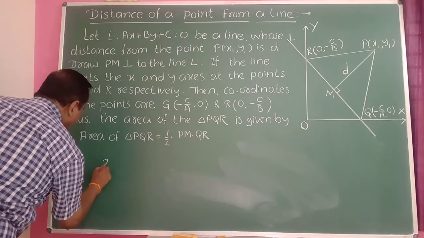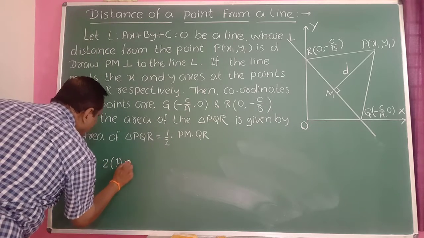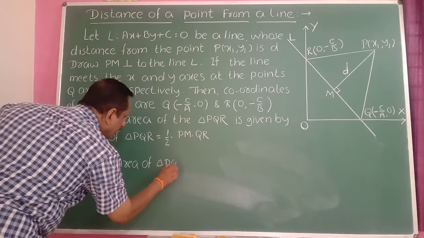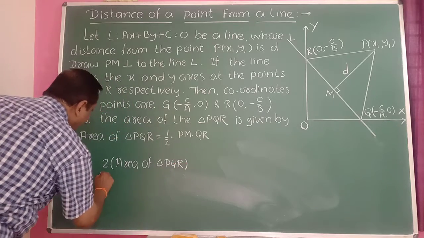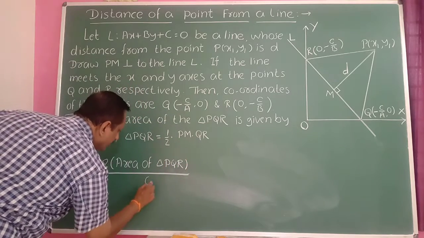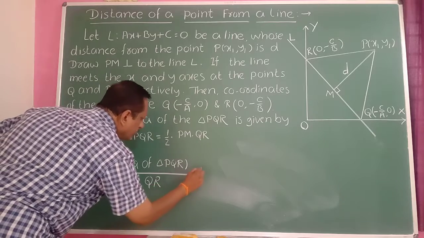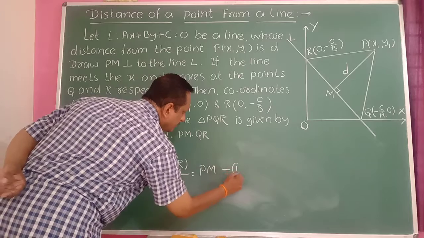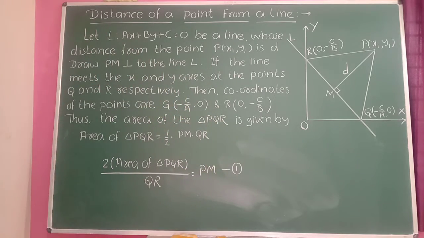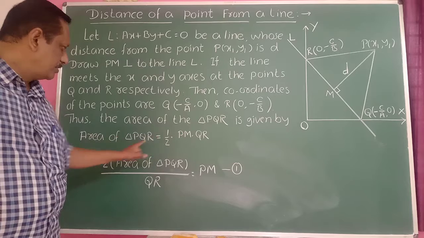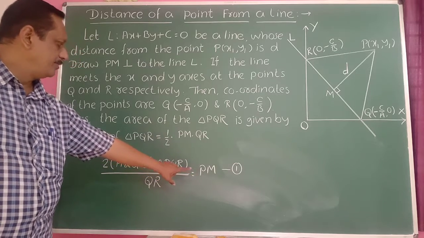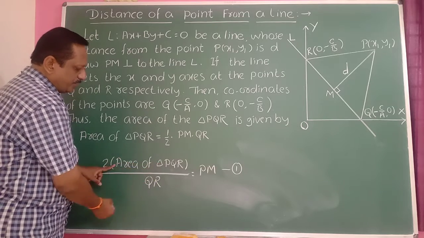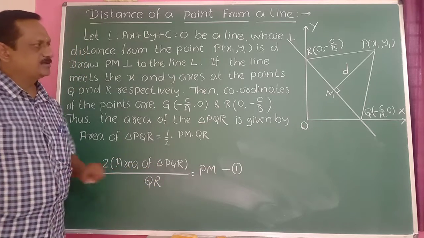So 2 into area of triangle PQR divided by QR is equal to PM. Take this as result number 1. So PM is equal to this. Therefore, in this case, first we find the area of the triangle PQR, then we find the distance QR.